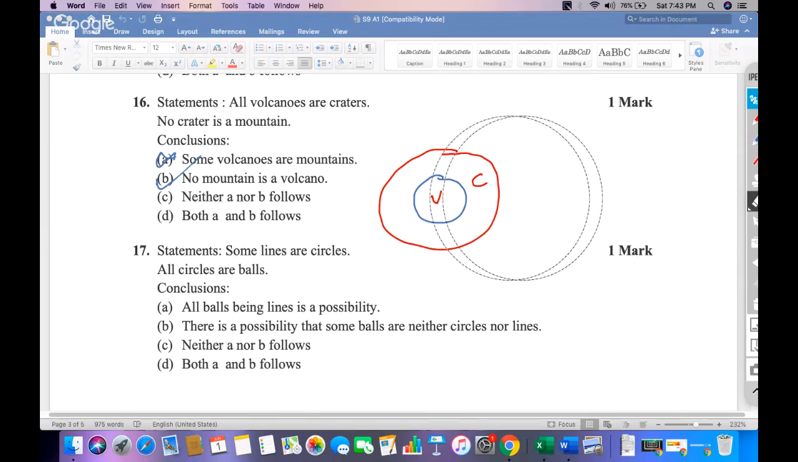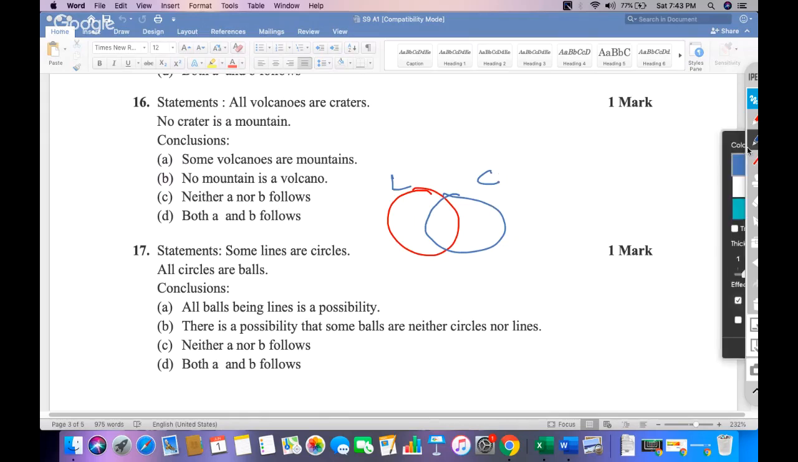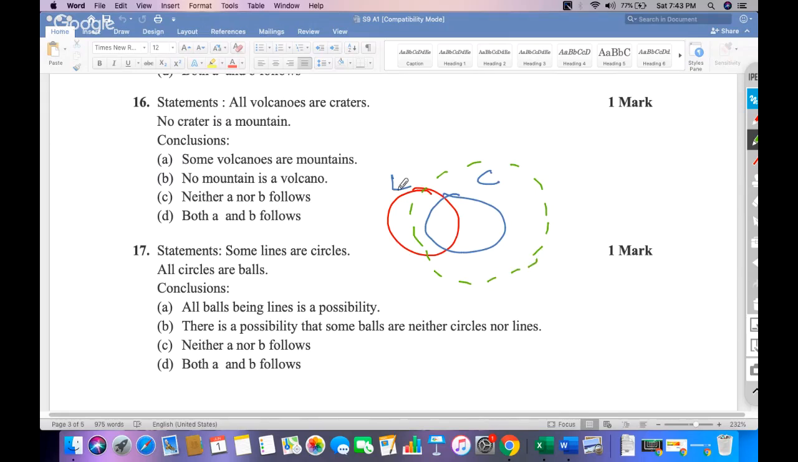Now let me go to question number 17. Some lines are circles. So some lines are circles means something like this. Some lines and circles. Line and circle. All circles are balls. We have done this kind of question. There would be two cases. So balls would be something like this, or it can be like this also. So these are balls, or these are balls, b1, b2.